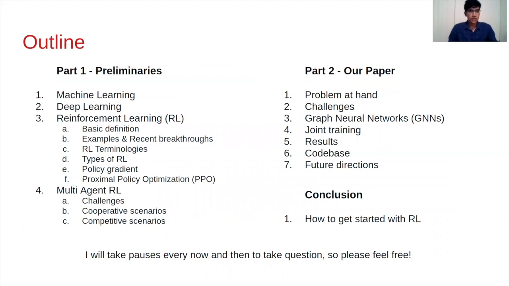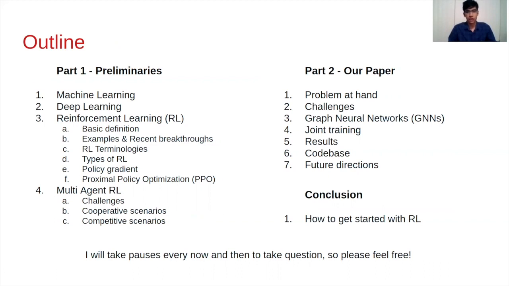So here is the outline of today's talk. I have divided it into two parts. First, I'll go through preliminaries. I'll talk about what is machine learning, what is deep learning, and then we'll move on to some more interesting stuff, what is reinforcement learning, which is a technique that we use in our paper. And then I'll talk about what is multi-agent reinforcement learning. After we are done through the preliminaries, maybe we can take a short break.